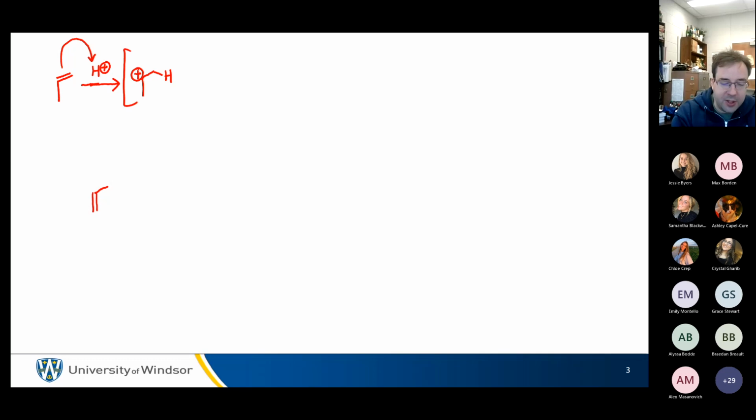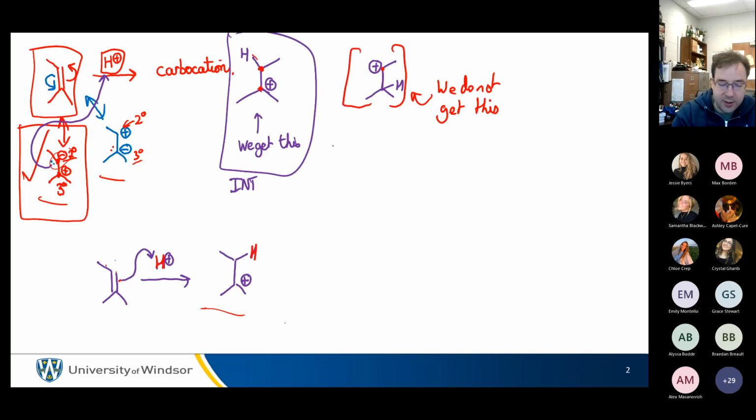Yeah, let's put these in square brackets. That is absolutely what we should be doing, Samantha. I'm very happy putting these in square brackets.